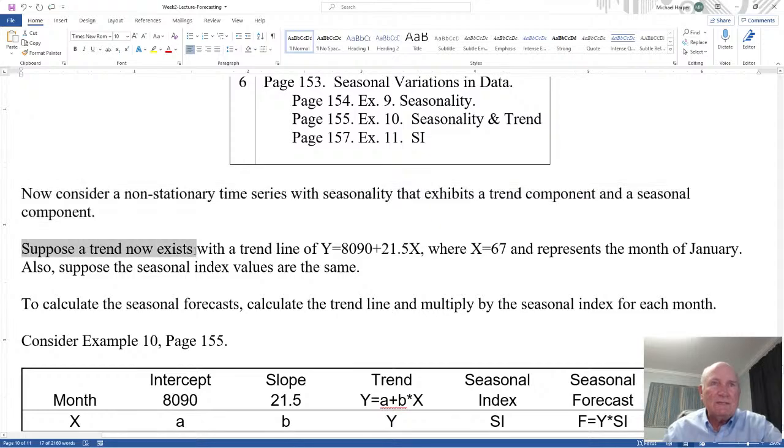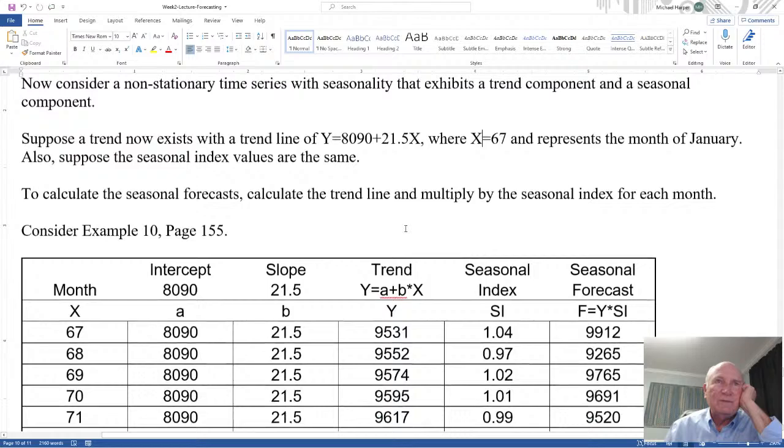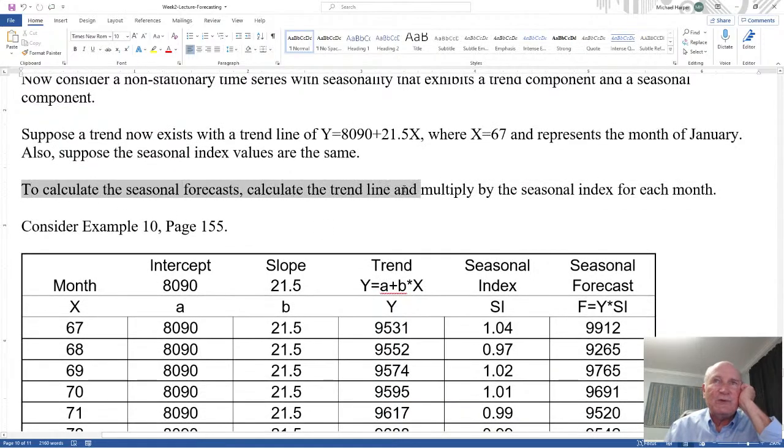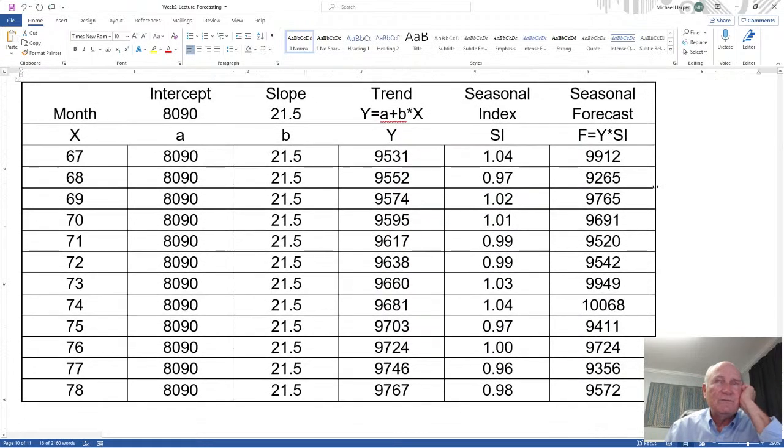Suppose a trend now exists with a trend line of y equals 8090 plus 21.5x, where x equals 67, and represents the month January. Also suppose the seasonal index values are the same. In other words, what we're saying in here is we've done a regression and we have this intercept and slope. Our x value is 67, and now we have January. To calculate the seasonal forecast, calculate the trend line and multiply by the seasonal index for each month. I'm doing that here, but let me do that in Excel. Let me bring back Excel.